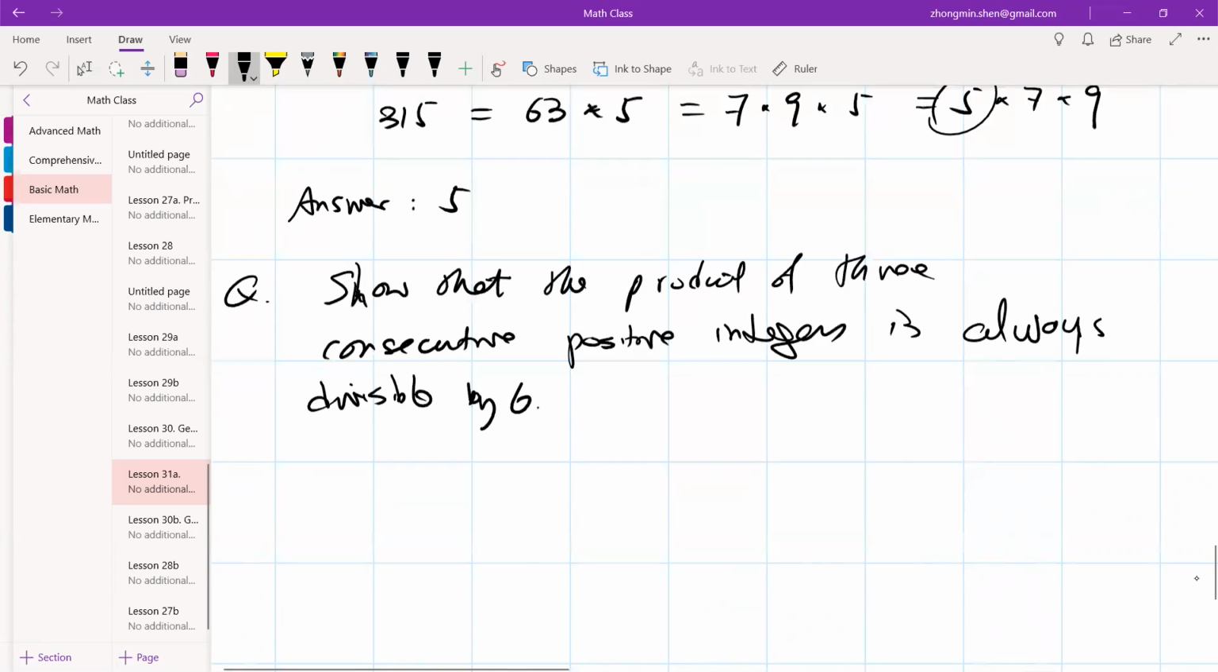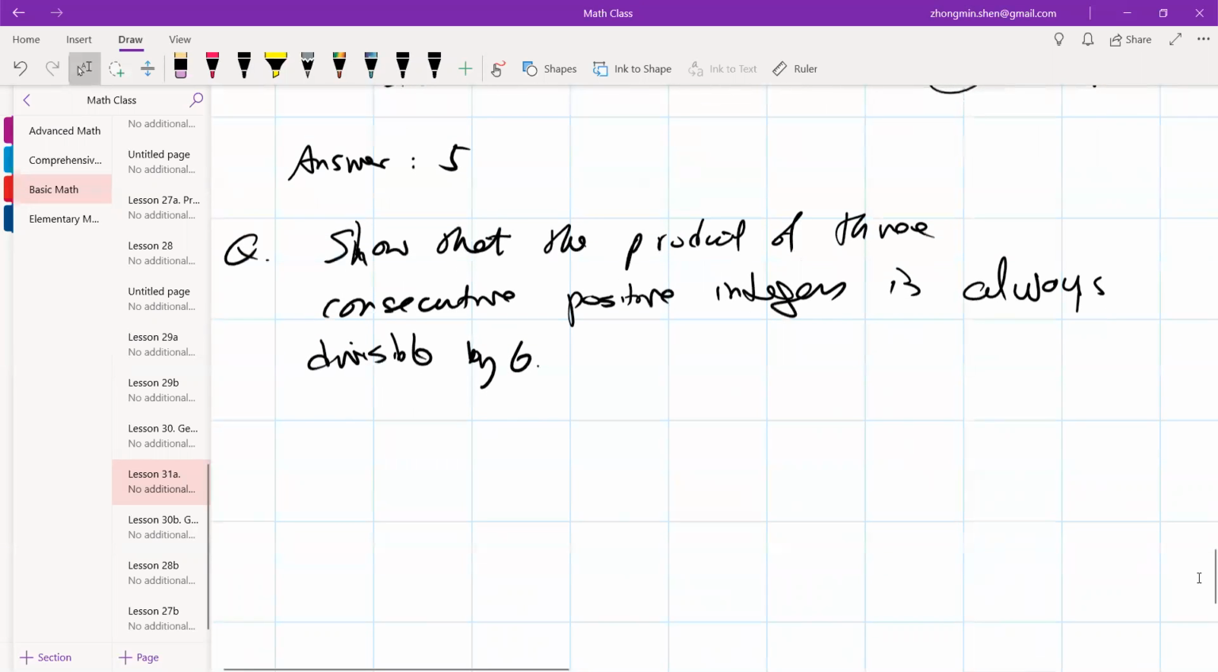So who can give an argument to show why it's divisible by 6? An explanation.